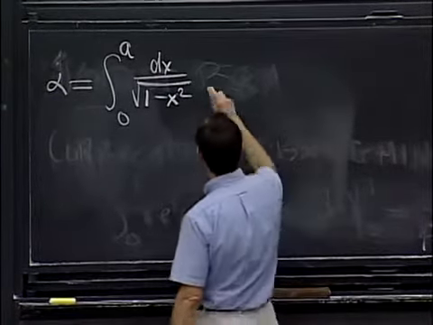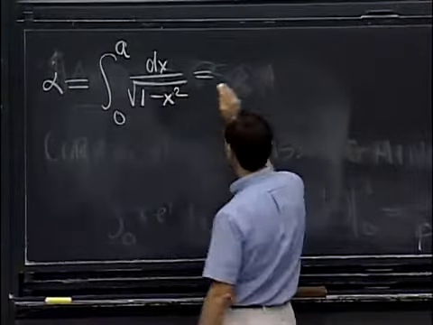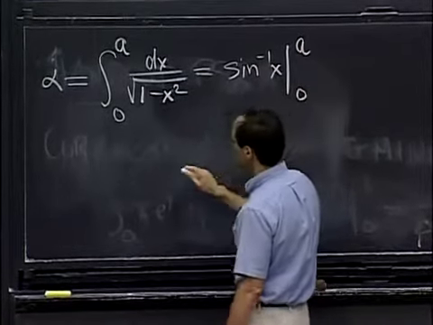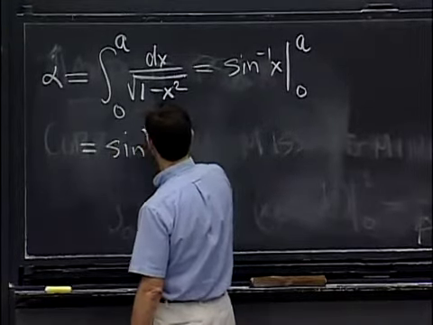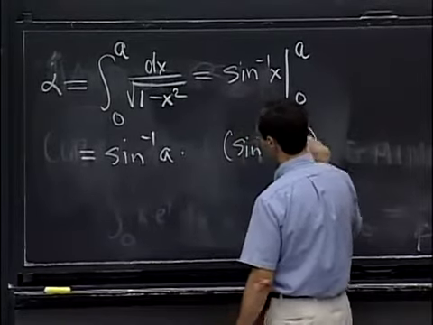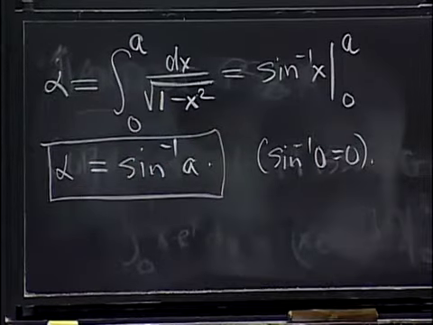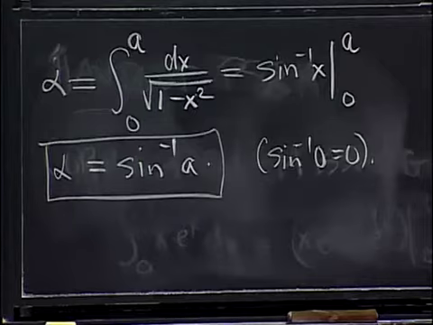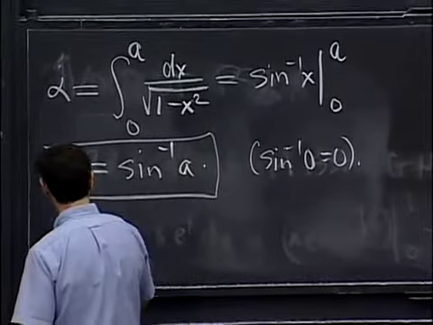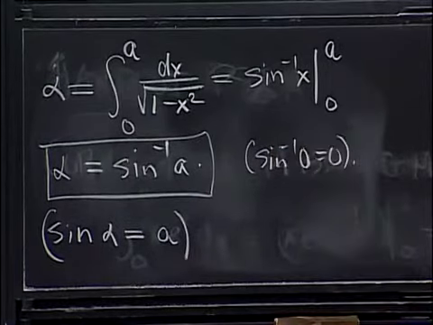And now we recognize this. The antiderivative of this is something that we know. This is the inverse sine, evaluated at 0 and a, which is just giving us the inverse sine of a, because the inverse sine of 0 is equal to 0. All right, so alpha is equal to the inverse sine of a. Now that's a very fancy way of saying that sine alpha is equal to a. That's the equivalent statement here.